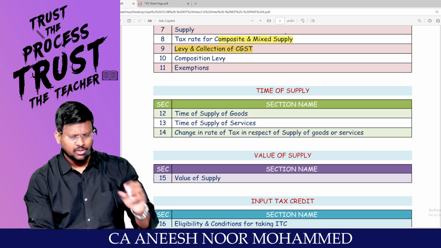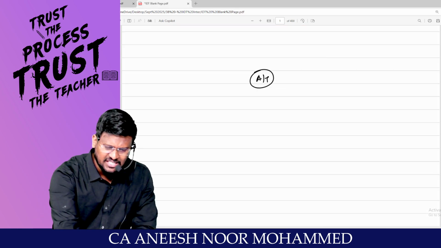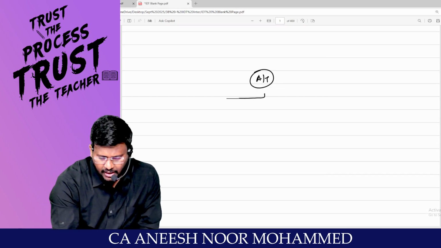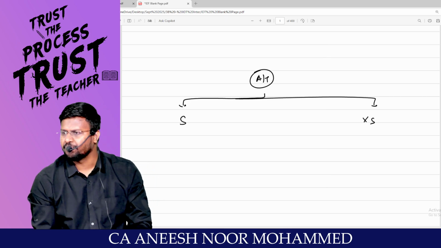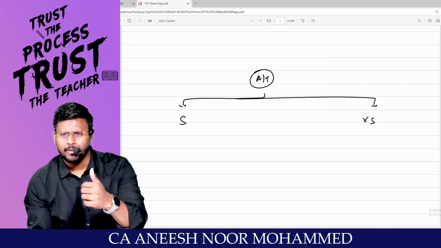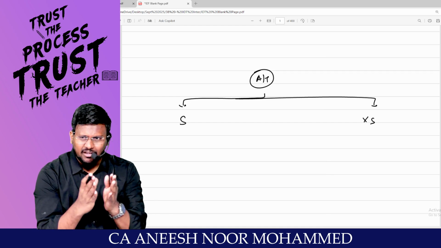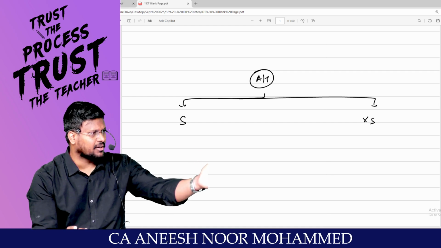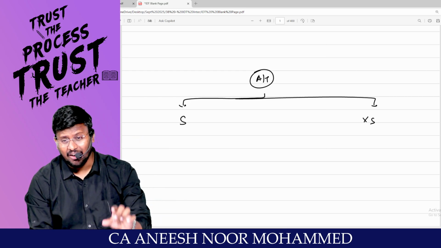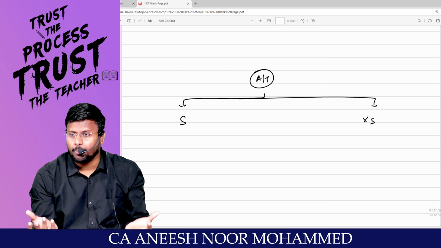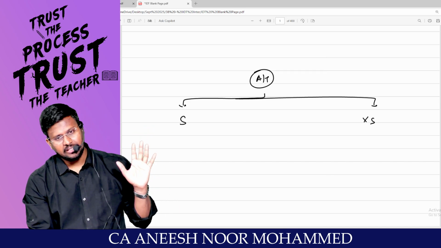Okay, sir. So there is an activity or transaction. That activity or transaction is classified into how many categories? 2 categories. It may be supply or it may not be supply. If it is supply, it may be composite supply or mixed supply. Then I have to travel through either the section 9 route or the section 10 route. Once an activity or transaction is covered under section 11, I am not liable to pay GST at all. It is exempt from GST.